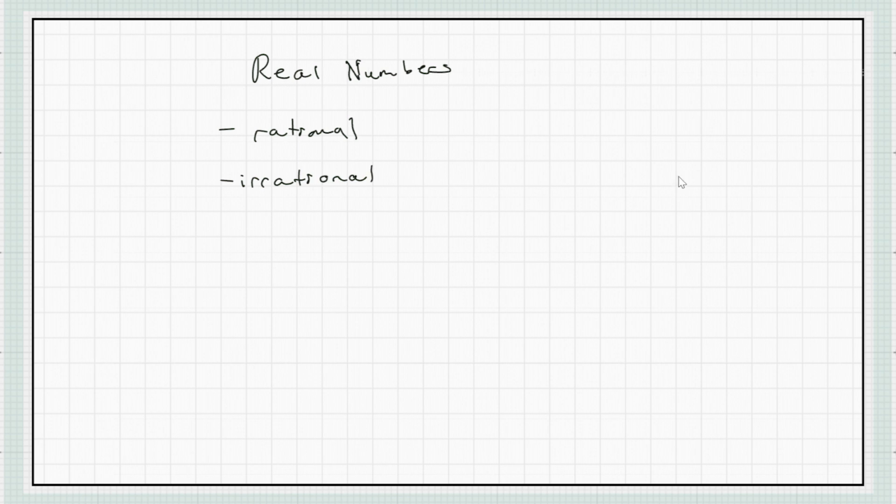Now, rational numbers are anything that can be written as a fraction where the numerator and the denominator are both integers and the denominator cannot be 0. So this is anything like minus 3 over 2, 1 over 2, 1, 4, anything like that.